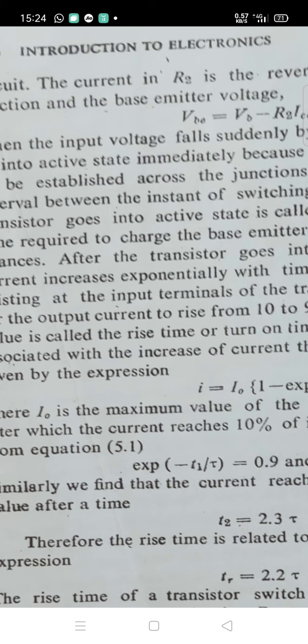Delay time, it is the time required to charge the base emitter and base collector capacitances. The delay time definition, what is it? It is the time required to charge the base emitter and base collector capacitances.